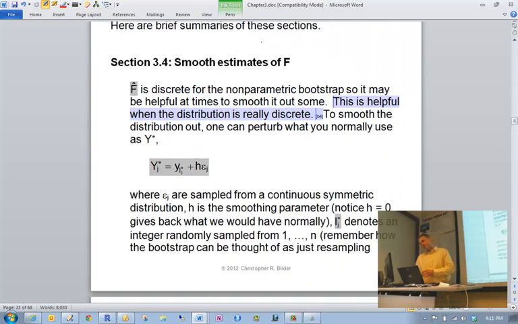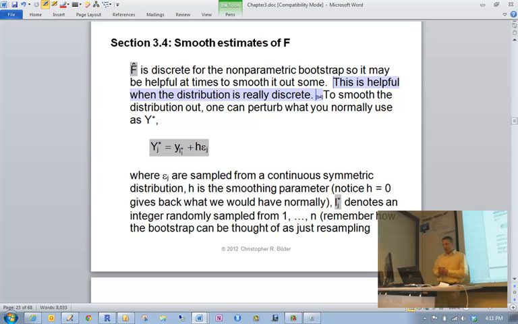So, real briefly, section 3.4, smooth estimates of F. Now, F hat EDF is obviously a discrete distribution. And we've seen how the discreteness plays a role in some plots that we've looked at too. And there are times where that discreteness, you just simply don't want it. So maybe it would be nice if you could somehow smooth out that distribution so it's not as discrete. And so this is what you can do.